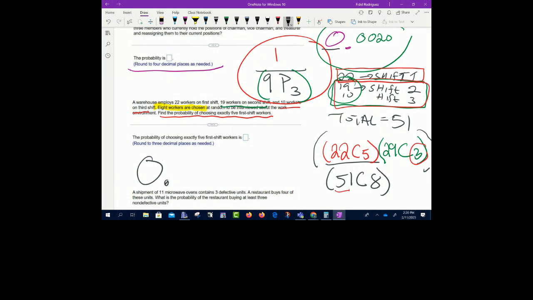Y'all, again, just to make sure you're doing this right, if you add 22 and 29, that gives you 51. If you add 8 and 3, that gives you the 8 right there.